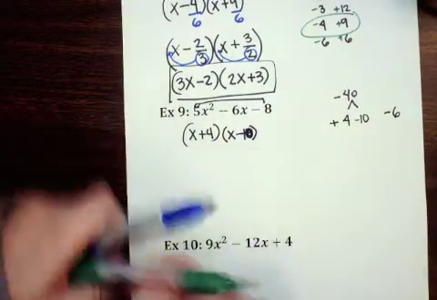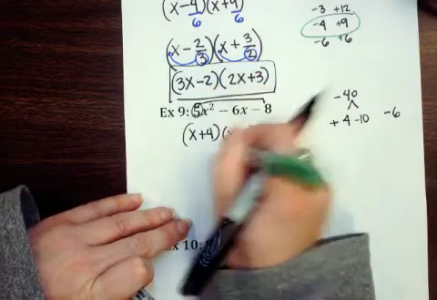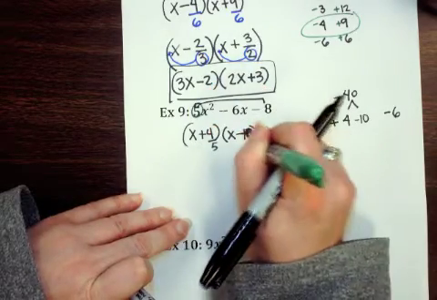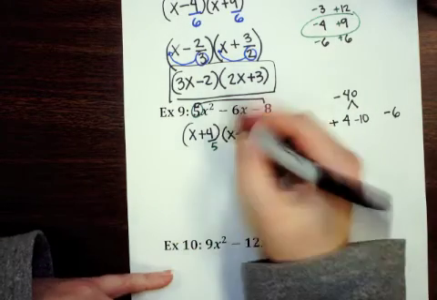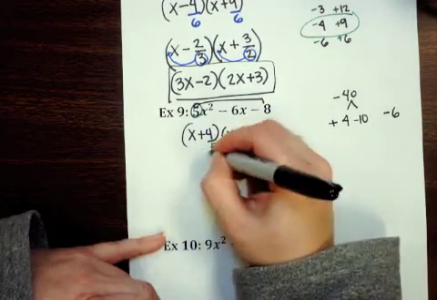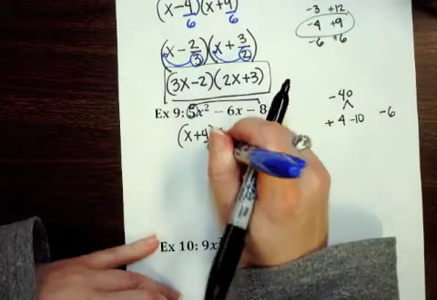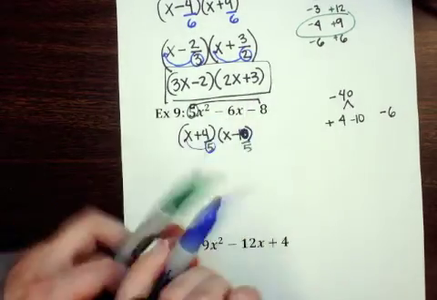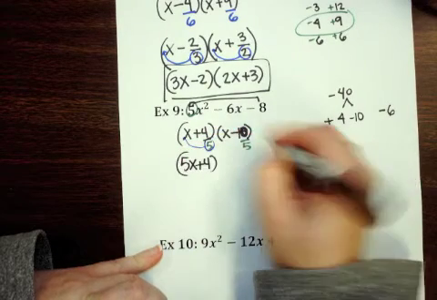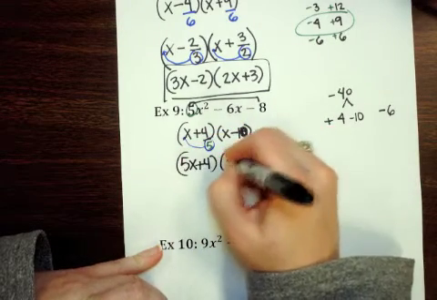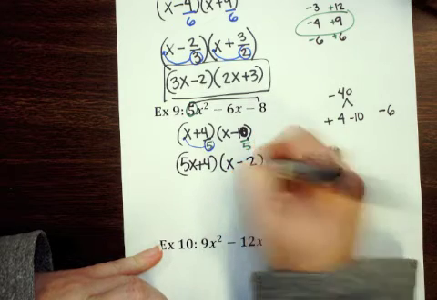And now I divide by 5 because I have a number other than 1 in front of x squared. 4/5 is already reduced, so I know automatically that I need to swing the 5 up. So I get 5x plus 4. 10 divided by 5 reduces, so I get x minus 2.